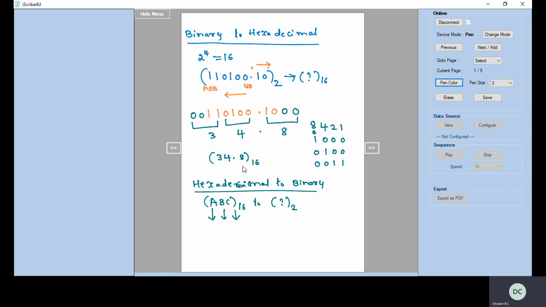The 4-bit pattern for A is 10, that is 1010. You can make use of the 8421 code. So when we get 10, if you add 8 plus 2, write 1 for 8 and 2, the remaining bits are 0. Similarly, B is 11. The equivalent for 11 is 1011 and for C is 12, 1100. The equivalent for ABC is 1010, 1011, 1100. So this is the binary equivalent.